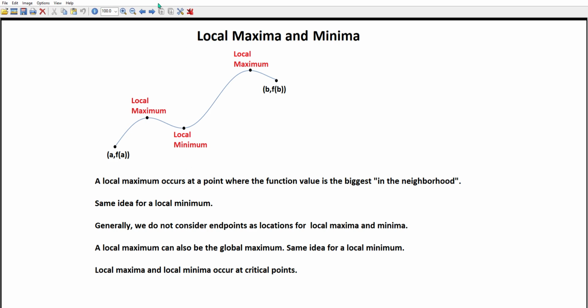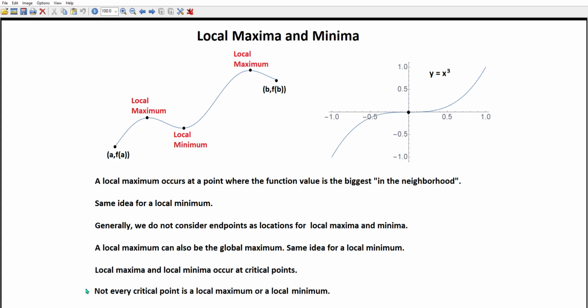Now, an important point, although every local maximum or local minimum occurs at a critical point, not every critical point is a local maximum or a local minimum. And if you look here at the graph y equals x cubed, here's an example. That's a horizontal tangent, so that is a critical point. However, we go up in this direction, so this can't be a maximum. We go down in this direction, that can't be a minimum. So as I said, although every local maximum or minimum occurs at a critical point, not every critical point is a local maximum or a local minimum.